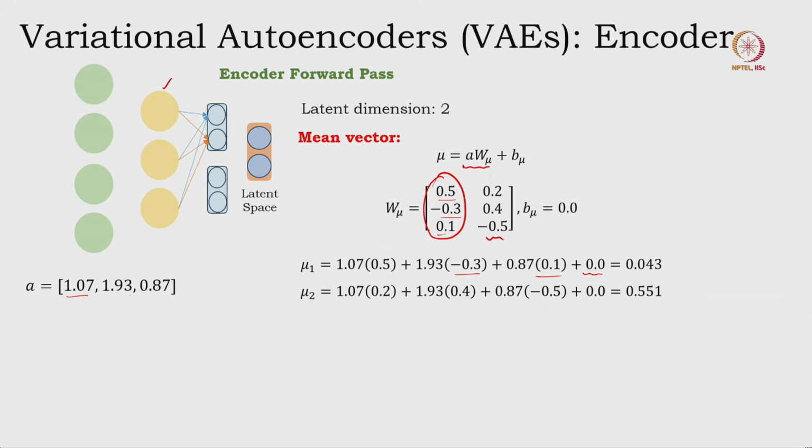In a similar way, you establish the second connection also. So now what we have obtained is mean 1. We now have to get this value, that is mean 2 or mu 2. So how do we get it?